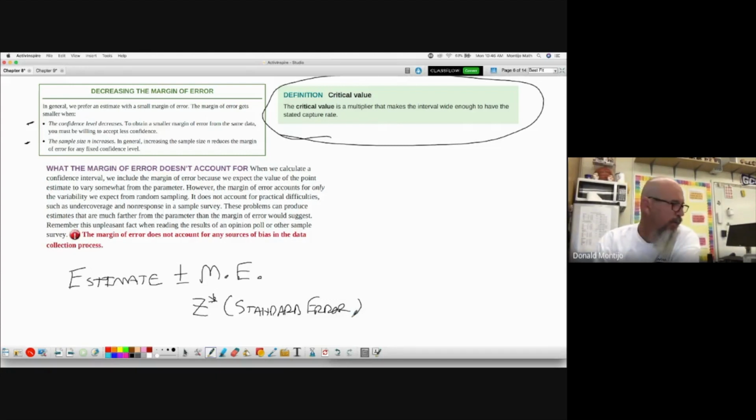Okay? So if I wanted to be 95% confident, I know that 95% of all data lies within 2 standard deviations of the mean. So if I wanted to be 95% confident, I could think of this multiplier, this critical value, as 2. Because remember, I'm going to do plus and minus the margin of error. The standard error, another way to think about that is the standard deviation.